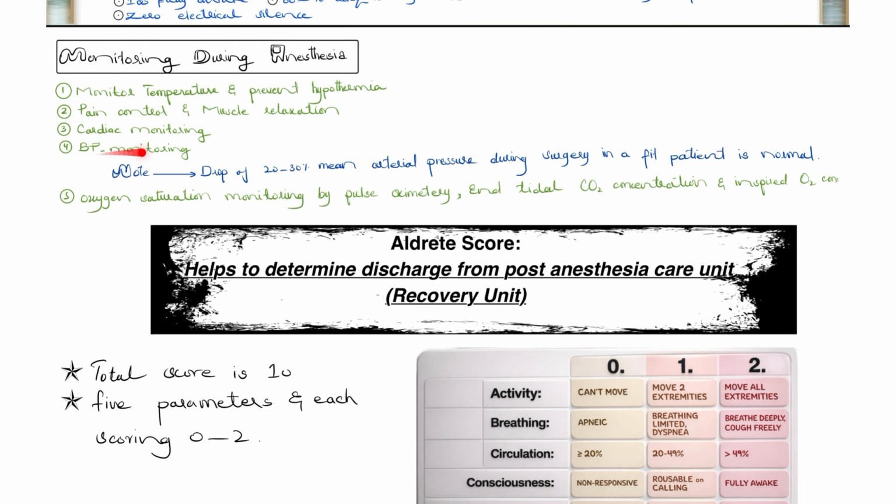Then cardiac monitoring should be done, BP monitoring. However, a drop of 20 to 30% in mean arterial pressure during surgery in a fit patient is normal, but if it is more than a 30% drop in mean arterial pressure, then this is something worrisome for the anesthetist. And look at the oxygen saturation by pulse oximetry, the end-tidal carbon dioxide concentration, and the inspired oxygen concentration.